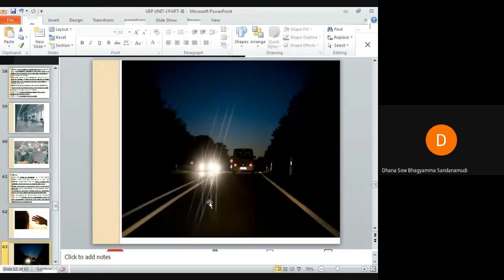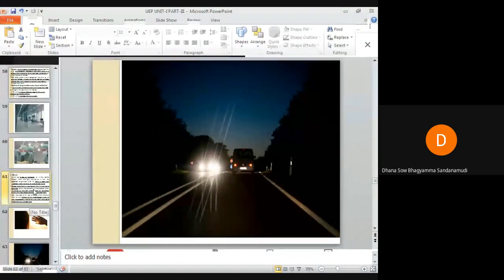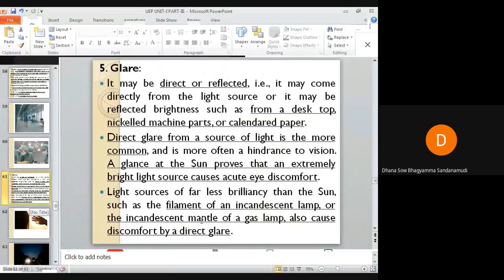During night time, whenever we are traveling, you can see the glare due to the lights glowing in front of the vehicles. Glare is the one which causes discomfort to the eyes.